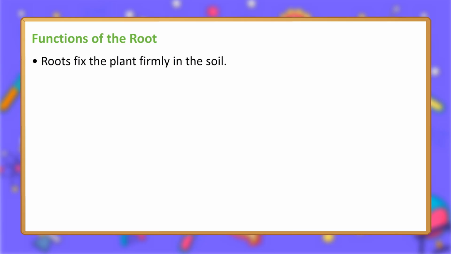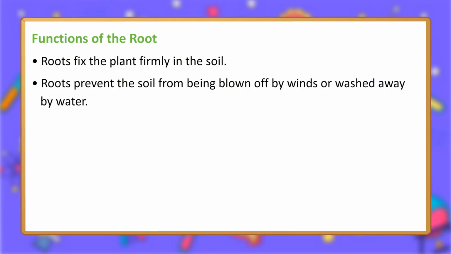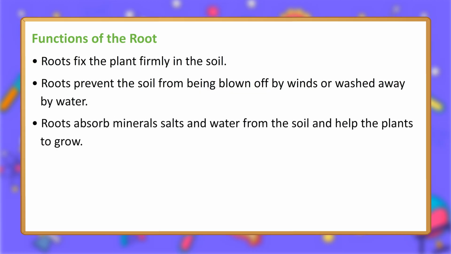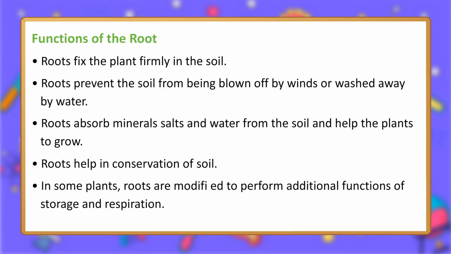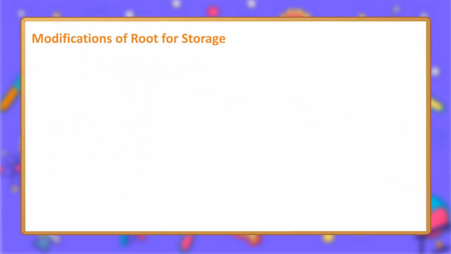Functions of the root. Roots fix the plant firmly in the soil. Roots prevent the soil from being blown off by winds or washed away by water. Roots absorb minerals, salts and water from the soil and help the plants to grow. Roots help in conservation of soil. In some plants, roots are modified to perform additional functions of storage and respiration.